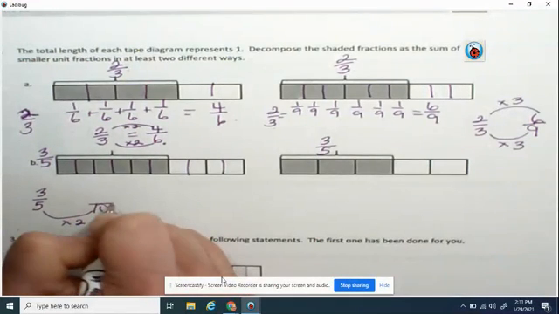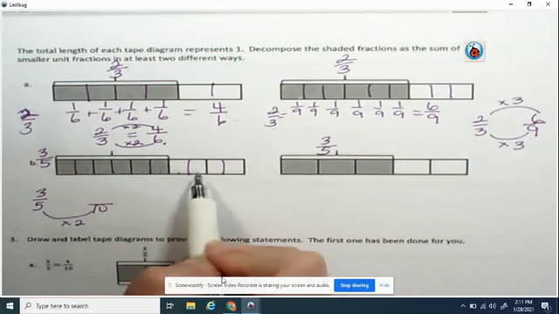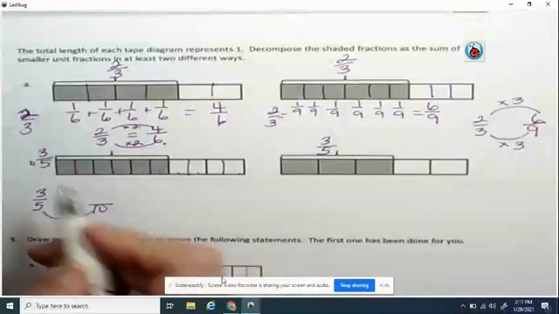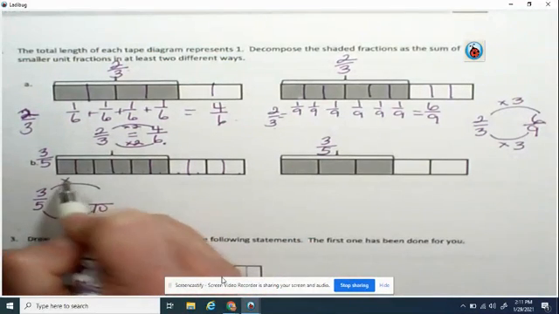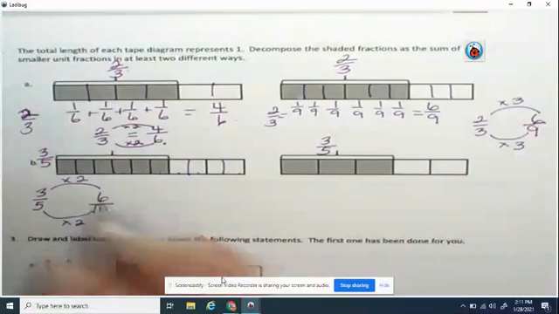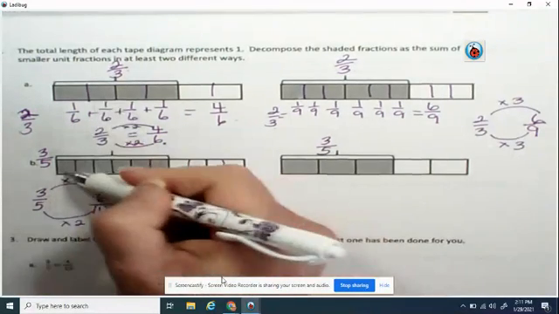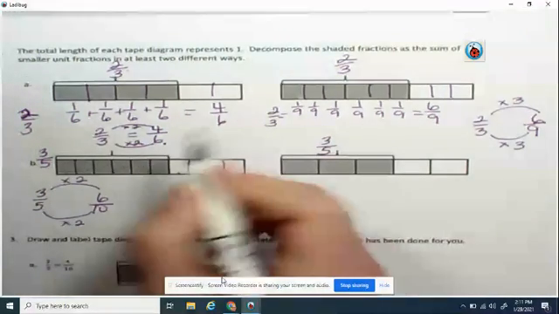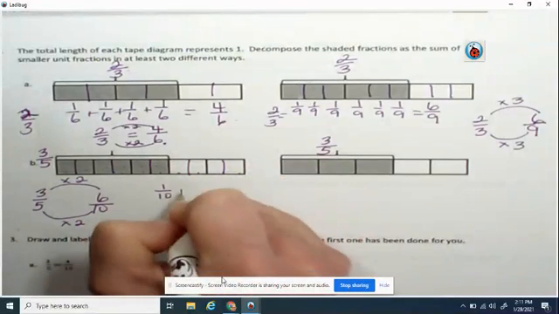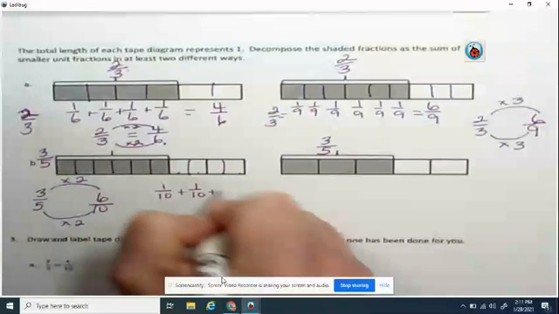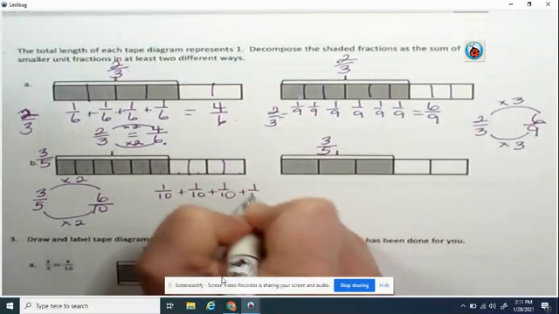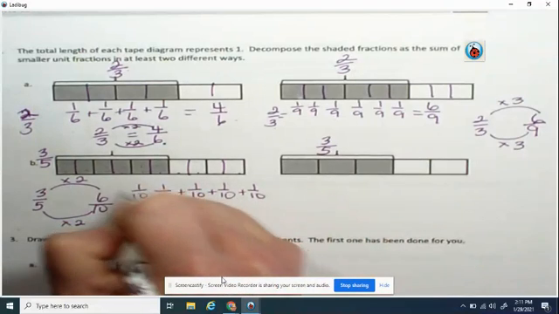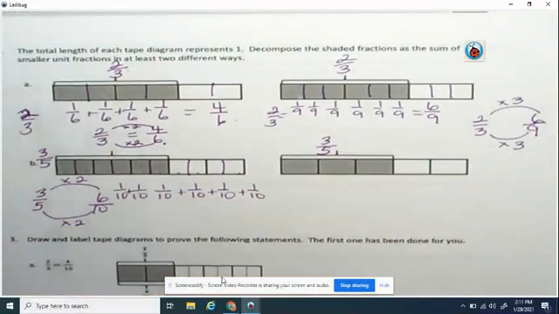So let's check. 1, 2, 3, 4, 5, 6, 7, 8, 9, 10. I do. I have tenths. And if I took that 3 and I cut it in half, that means there's double. That means I'm going to have 6/10. Let's check. 1, 2, 3, 4, 5, 6. That's correct. So 1/10 is 1/10. Six tenths.